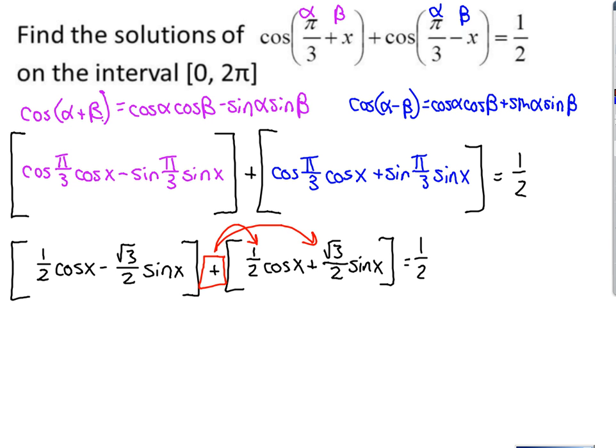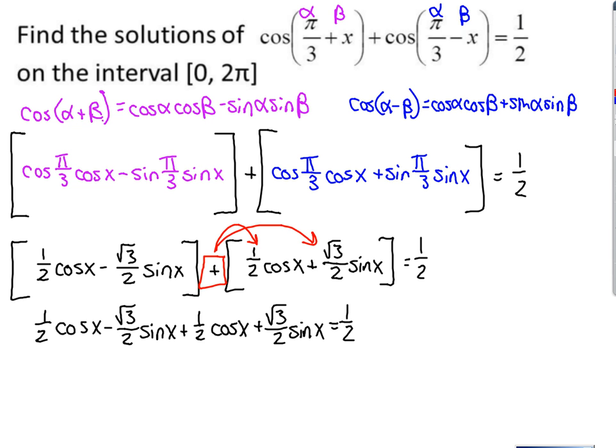And then we can write everything out and combine like terms. So 1/2 cosine plus 1/2 cosine is just going to give us 1 cosine, or cosine x. Negative radical 3 over 2 sine of x plus radical 3 over 2 sine of x will just cancel. So we're just left with cosine of x is equal to 1/2. Now we need to get the x by itself. We're going to take the inverse cosine. You're going to look at your unit circle. You're going to find me the x-coordinates on your unit circle that are 1/2, and that's going to be located at pi over 3, and x is equal to 5 pi over 3.